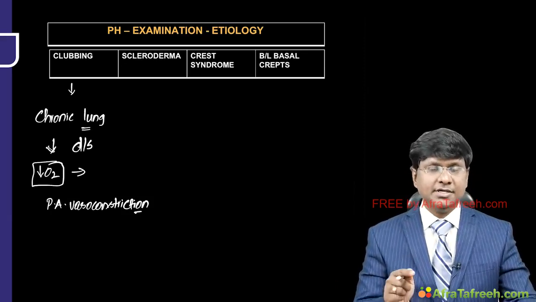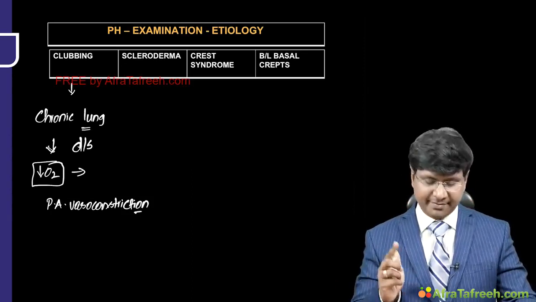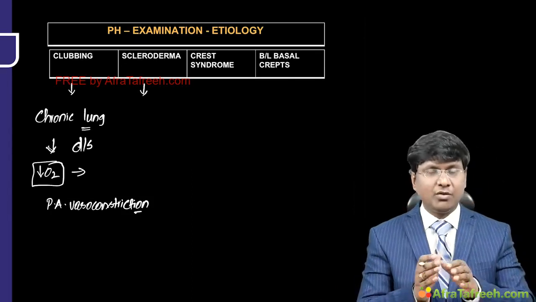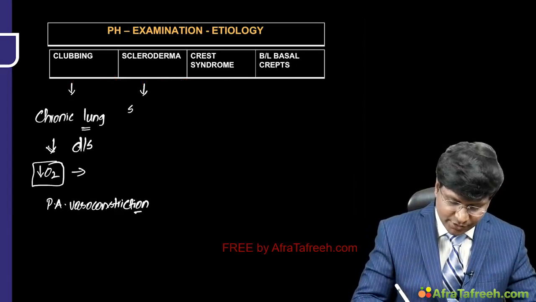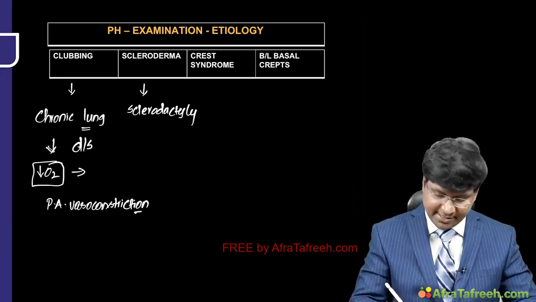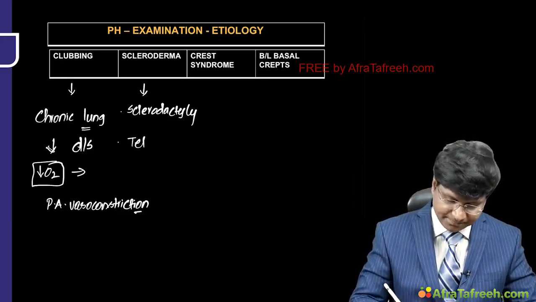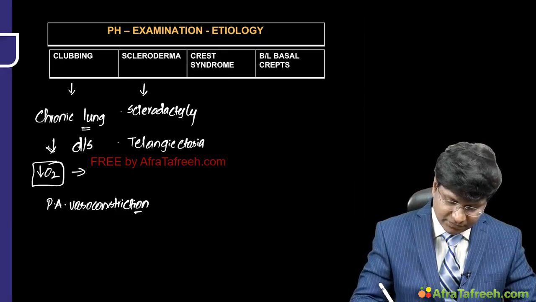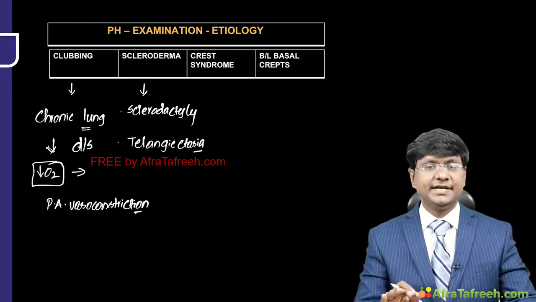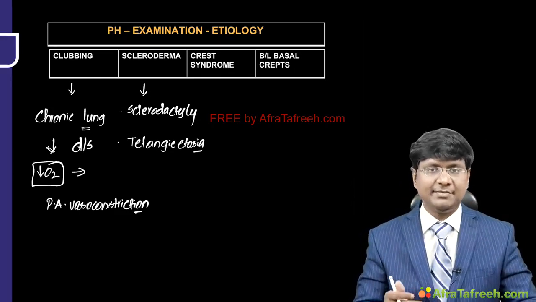And scleroderma. See, scleroderma, which is a connective tissue disorder, is also responsible for the development of pulmonary hypertension. Now, in scleroderma, the examination findings are, you will notice that there is sclerodactyly, right? There is sclerodactyly, and there are also telangiectasias. These telangiectasias are nothing but dilated capillaries, right? So that is about your scleroderma examination findings.